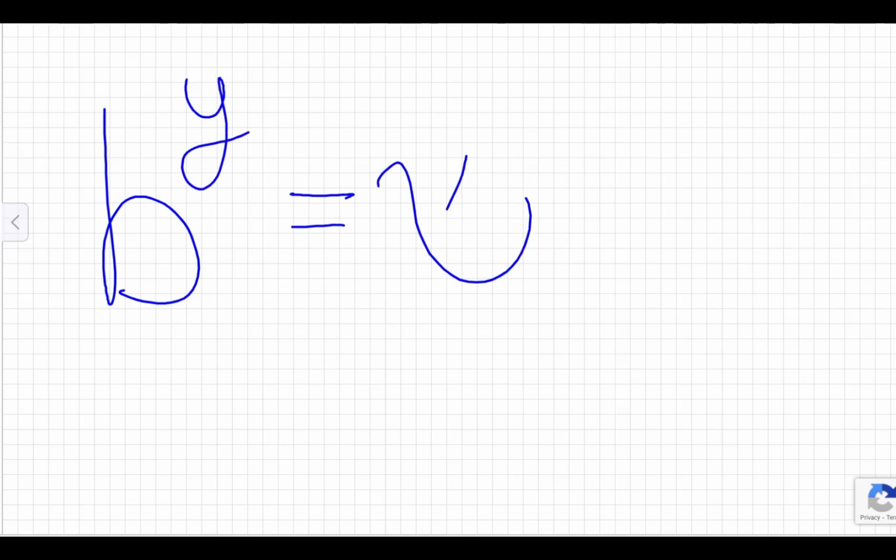We're going to put this into another perspective. We can rewrite it another way: b, which is the base, raised to the power of y, which is the exponent, equals x, which is the actual answer. So b raised to the y equals x. This is basically how logarithms work.